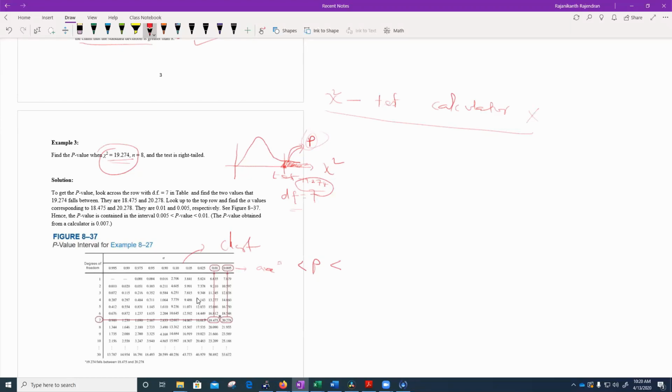That is 0.005 and 0.01. So now this is my answer. I don't know the exact p-value. Instead, I have an interval. I'm 100% sure that my p-value for this problem falls in the interval 0.005 to 0.01. So we can't find the exact value right now, and that's what this explains.